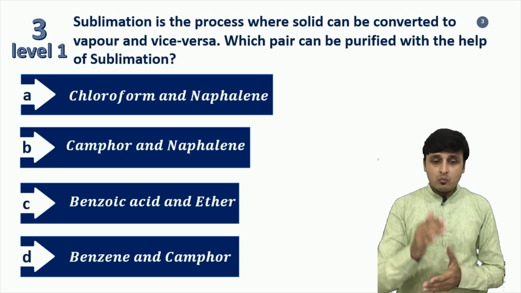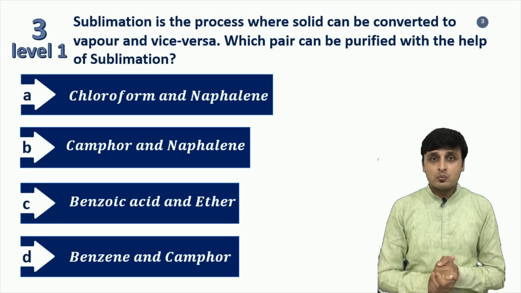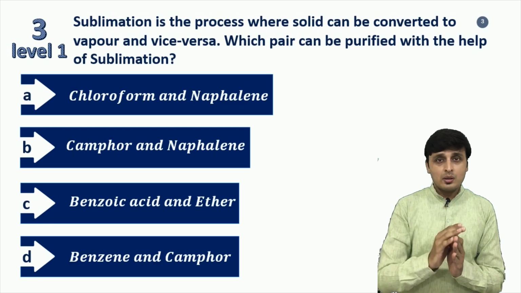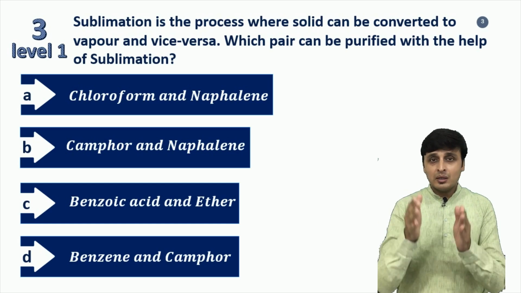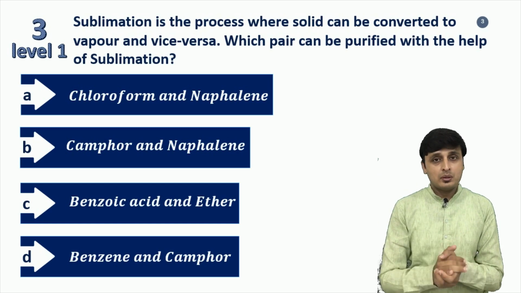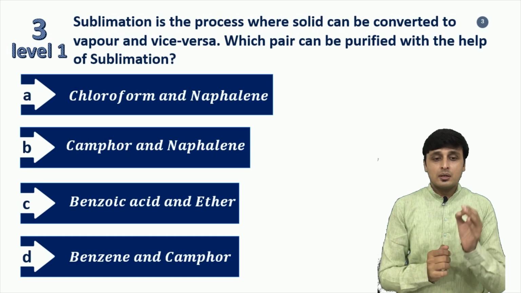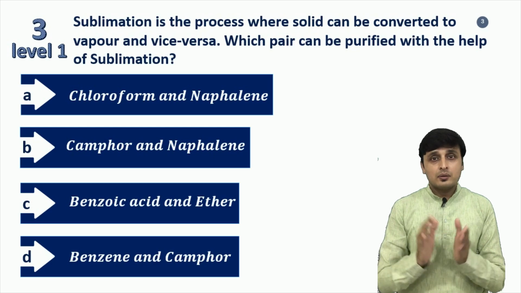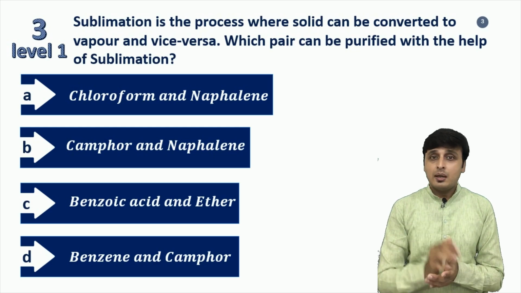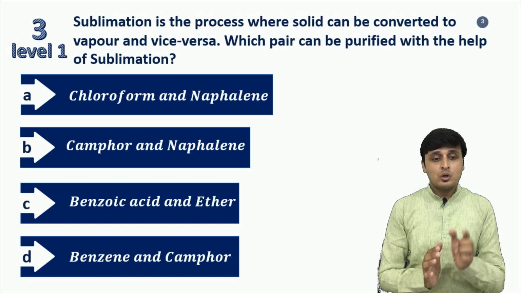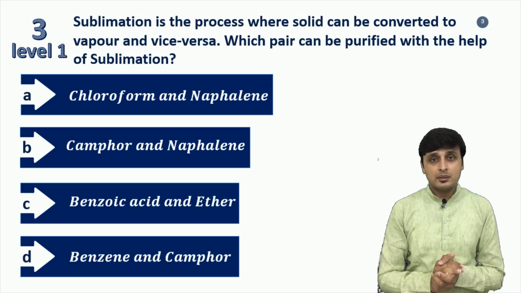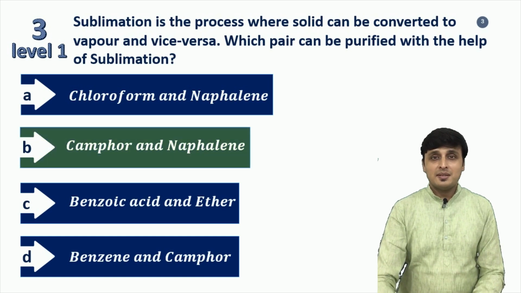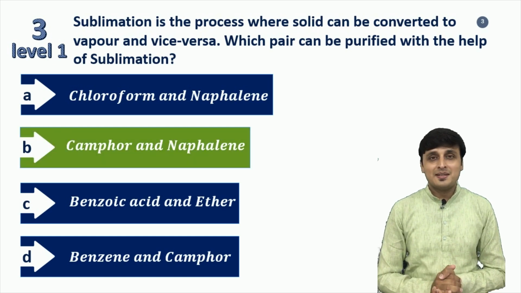Dear friends, out of the given options, several compounds have the sublimation property. Sublimation is the property where you can convert a solid compound to vapor directly without having a liquid phase in between. Compounds like naphthalene, camphor, benzoic acid have the sublimation property, and the correct pair is present in option B, that is camphor and naphthalene, and therefore the correct answer for this question is option B, camphor and naphthalene.